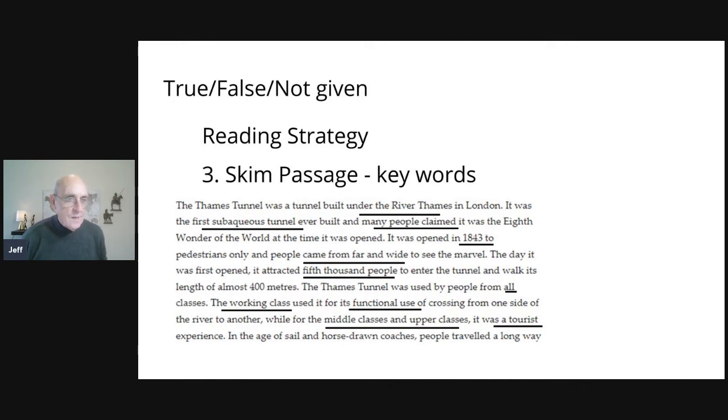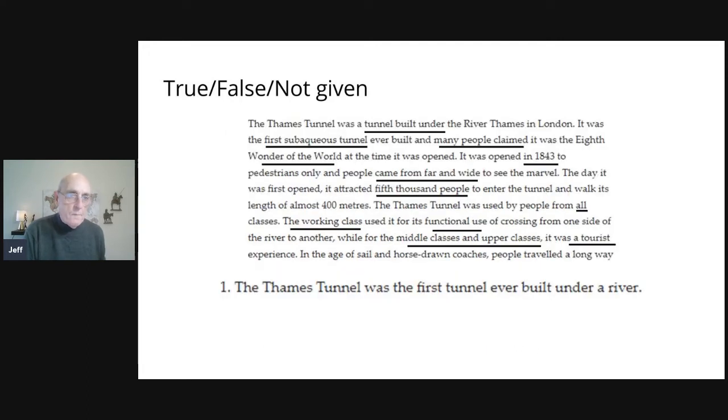Okay, so just to recap, the first thing we do is read the instructions. Then we read the questions and underline the key words. Once we've done that, we go to the passage and skim the whole passage, marking the key words and finding the important information. Okay. And now we're ready to answer the questions.